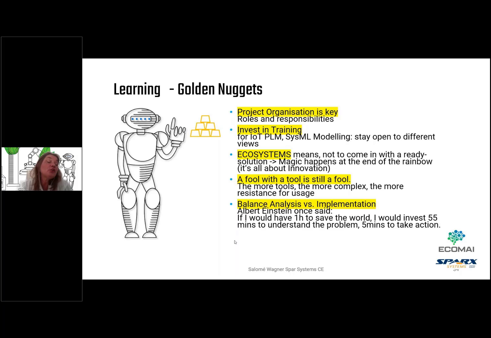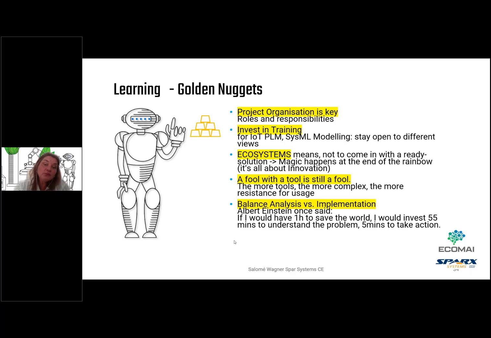So ecosystem means you don't come in with a ready solution. We don't come in and say, this is the framework you have to use, but we develop it together, and magic happens at the end of the rainbow. So it's all about innovation. And as I showed you, from research to this compiler, to this piece of hardware, it's a long way. And within this research project it really helped us to identify the requirements of each step and get an understanding of what needs to be developed and be ready in order to support this process.